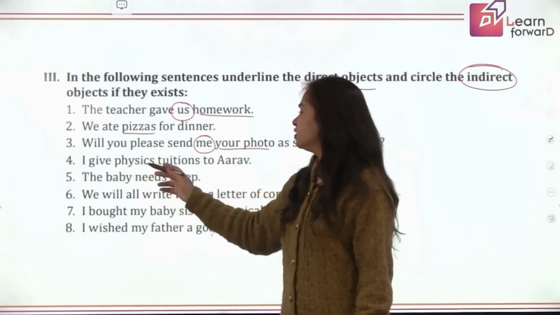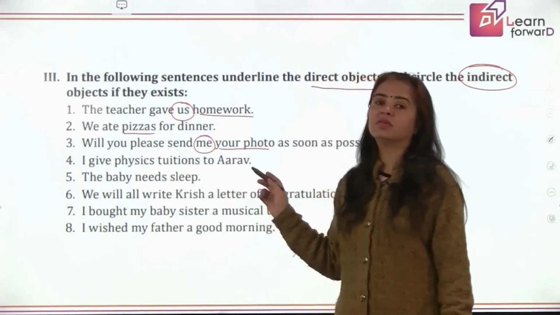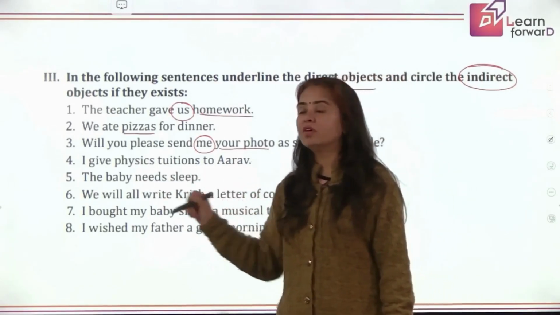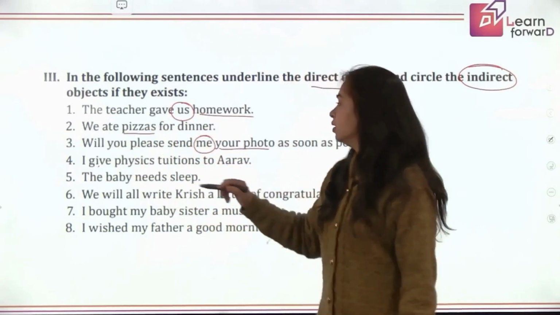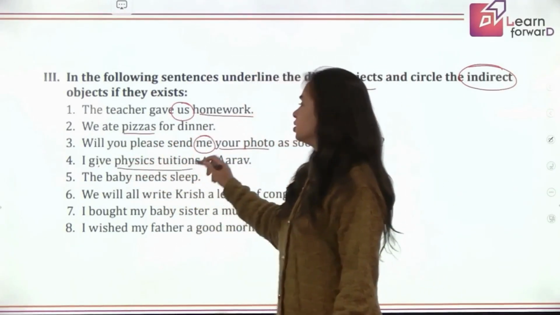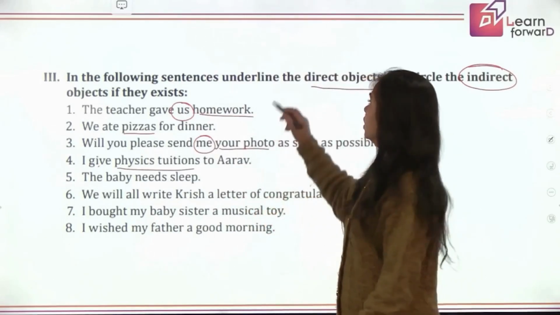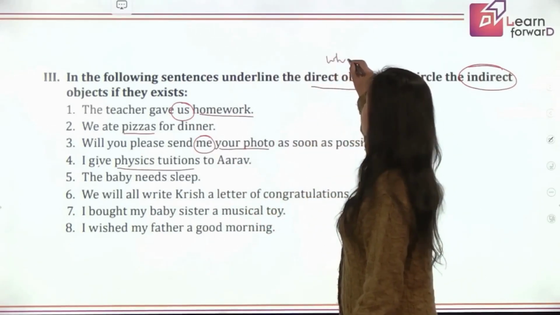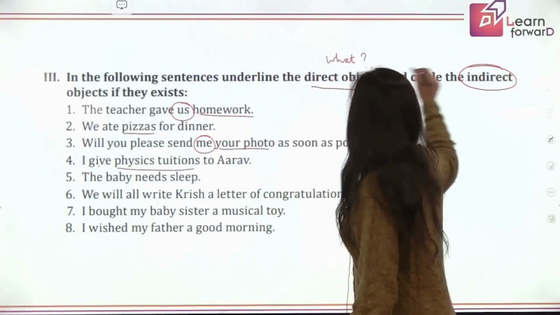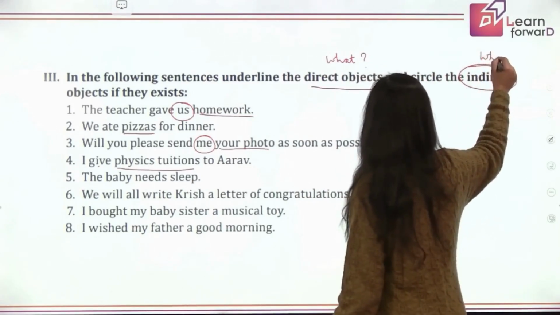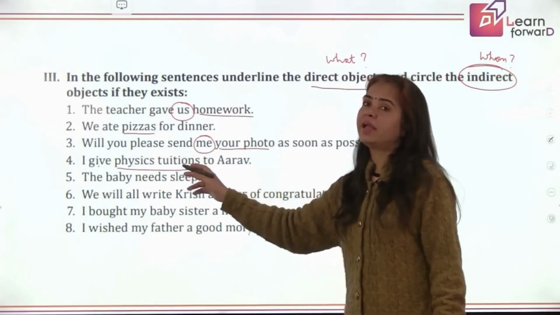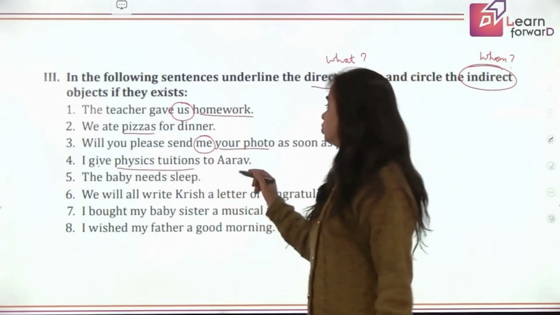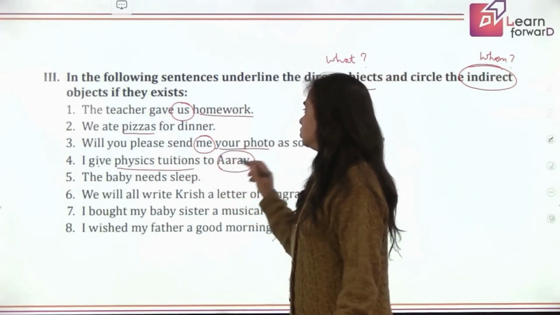I give physics tuitions to Arav. Now what is the verb? Pick out the verb. Give. What did I give? Physics tuitions. So that is the direct object. Remember, the direct object gives an answer to what, and the indirect gives an answer to whom. So I give what? I give physics tuitions. To whom? To Arav.